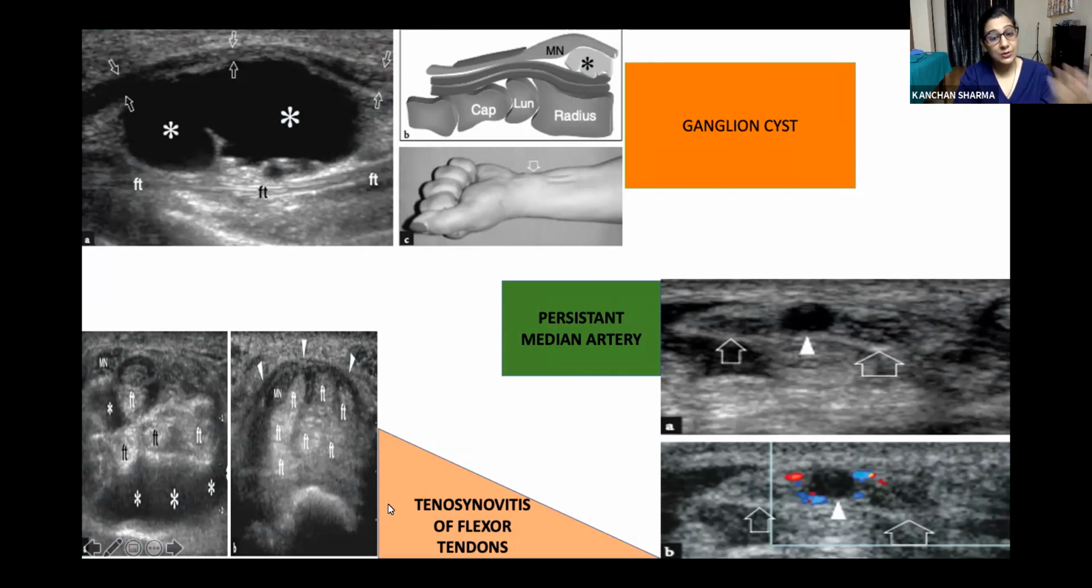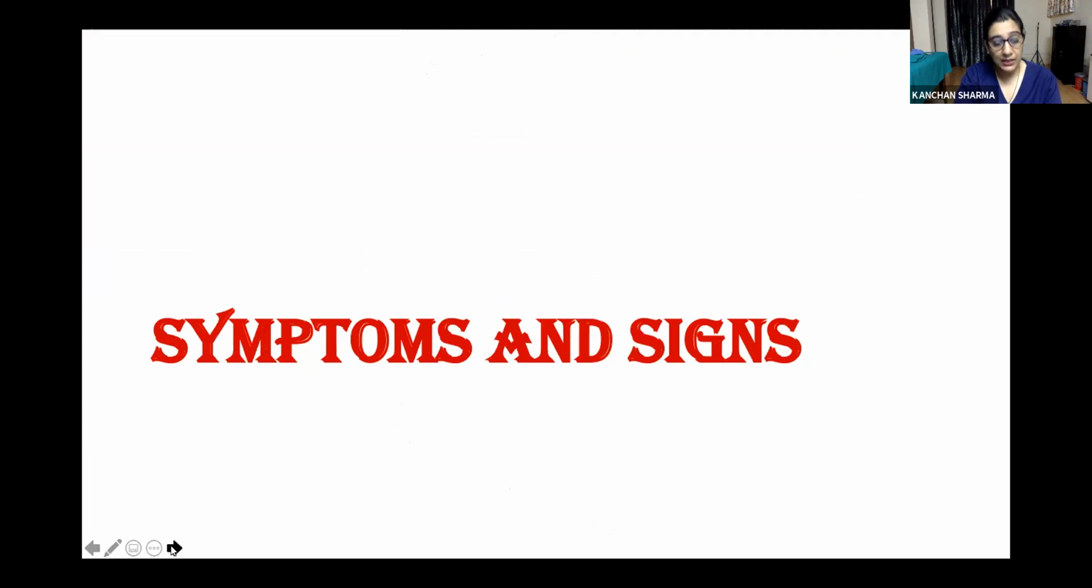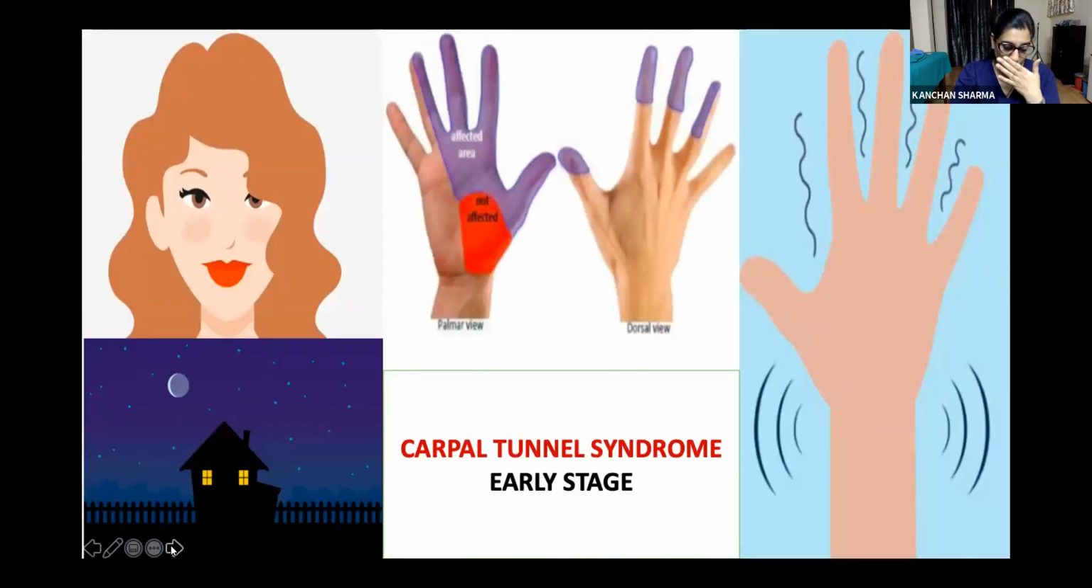You can have tenosynovitis of the flexor tendon. When I'll be showing you all this, I'll be showing you the normal variant. So just remember the normal variant, so that if you have any problem, you will be able to pick up the abnormal thing very nicely. How will be the presentation?